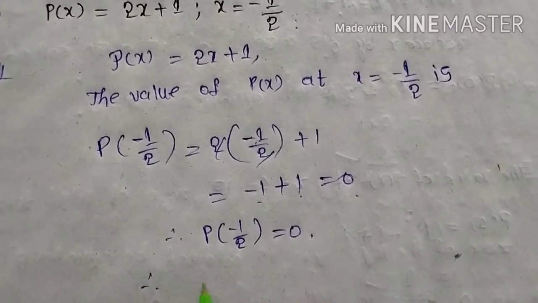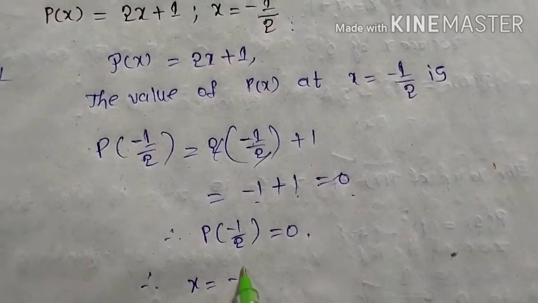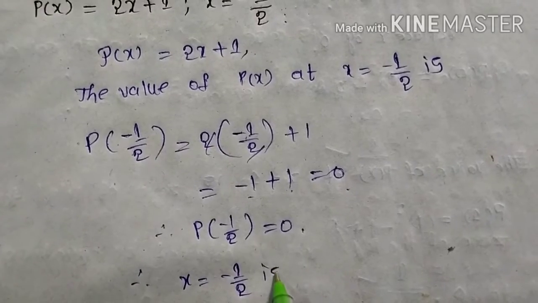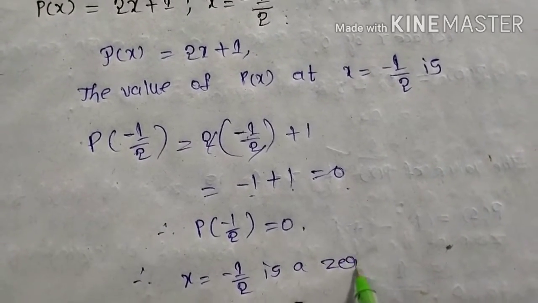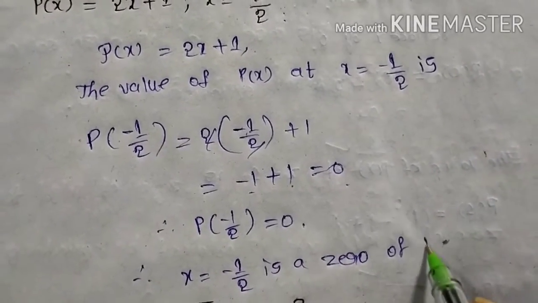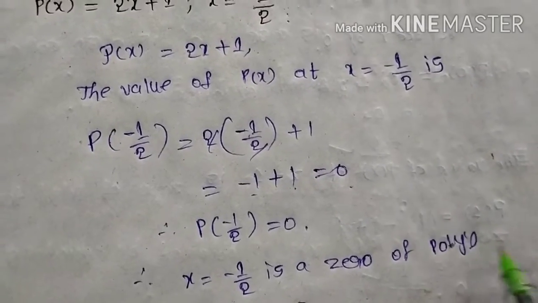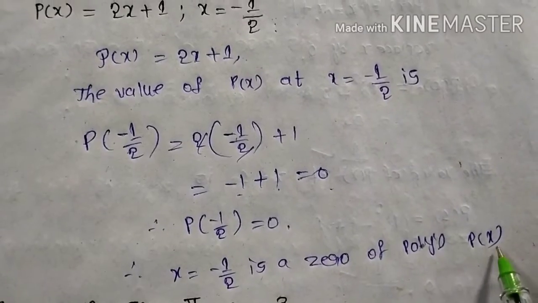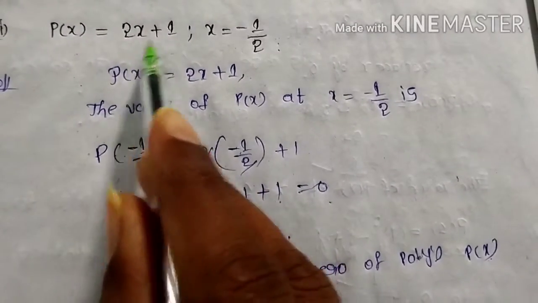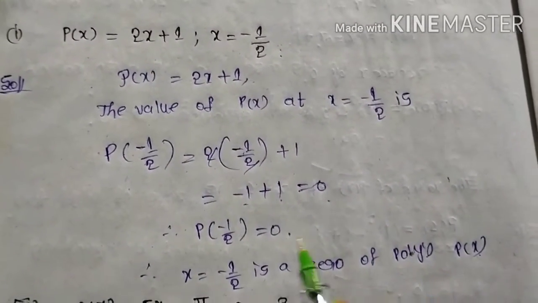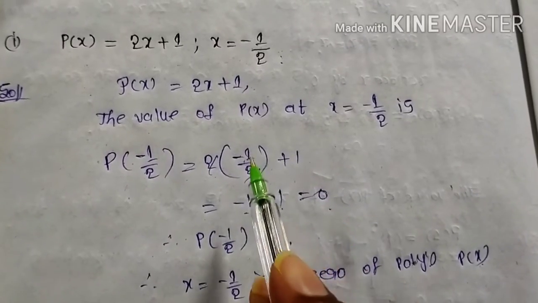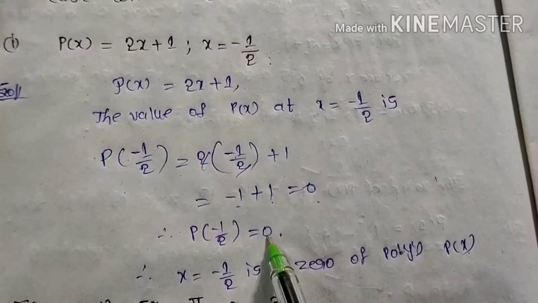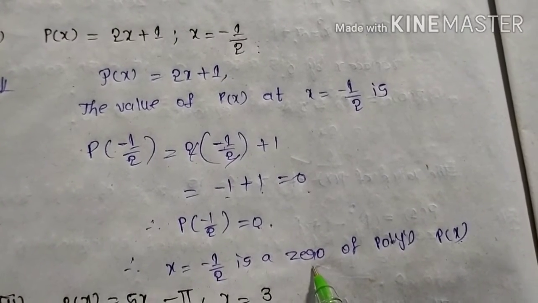Therefore x is equal to minus 1 by 2 is a zero of polynomial p of x. Yes or no? Zero of polynomial p of x. What is the p of x value? Means 2x plus 1. Is it okay? Just you can see, if I am substituting the value of x, if you are getting it is equal to 0, you can say it as zero of the polynomial.